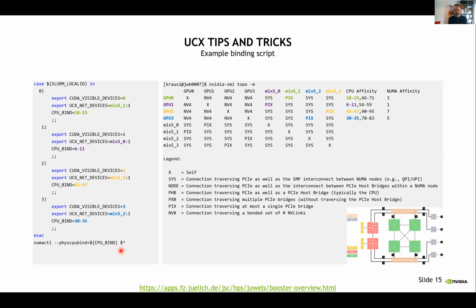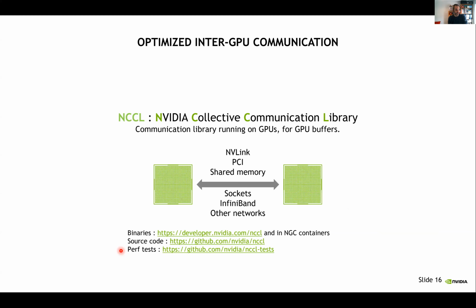Okay, with that, I want to switch gears and also quickly introduce you to NCCL and how to use that for inter-GPU communication. First, NCCL stands for NVIDIA Collective Communications Library, and it is a communication library running on GPUs for GPU data. So NCCL can work with any data that is GPU accessible. You can pass in unified memory, you can pass in pinned CPU memory, and of course, device memory, which is the default.